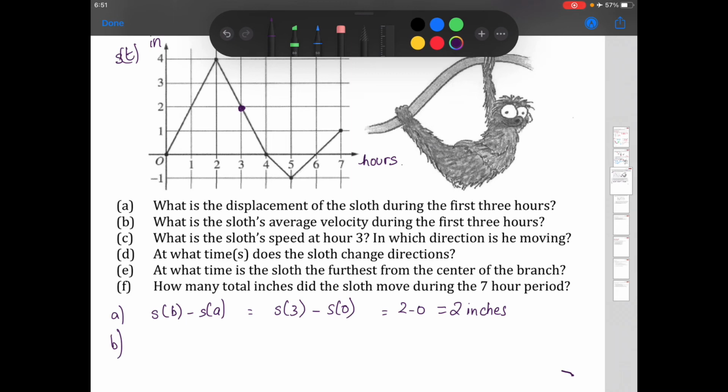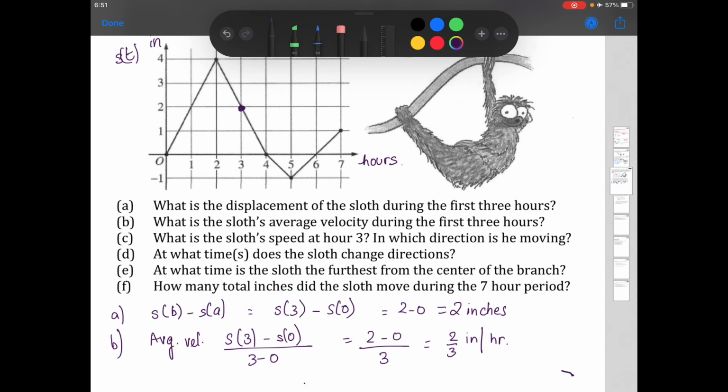What is the sloth's average velocity during the first 3 hours? Average velocity, we know, is S of 3 minus S of 0 over 3 minus 0. So I know S of 3 is what? 2 minus 0 over 3, which is 2 over 3. And since it's average velocity, it's going to be y-axis units over x-axis units, inches per hour.